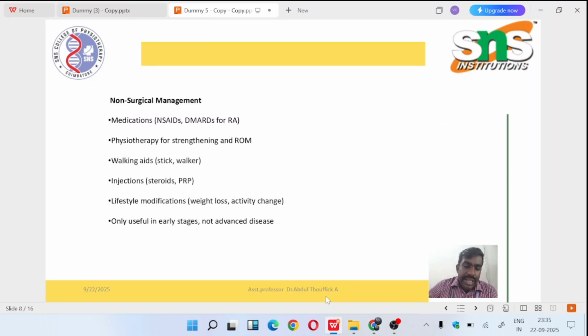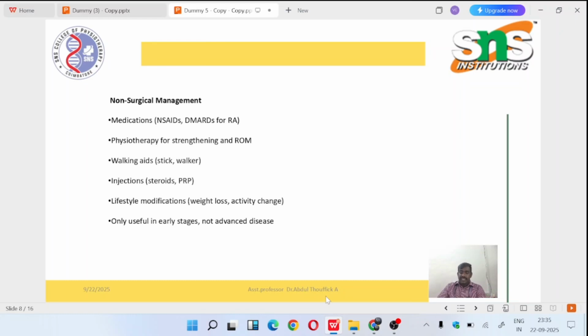What are the non-surgical managements? Before surgery, patients are managed with non-surgical methods: medications like NSAIDs and DMARDs, physiotherapy for strengthening and range of motion, walking aids such as sticks and walkers, injections like steroids, and lifestyle changes such as weight management. These methods are helpful in earlier stages but rarely sufficient in advanced disease.